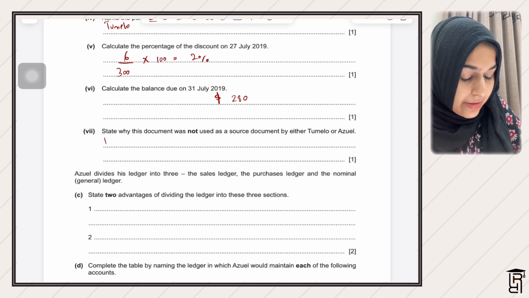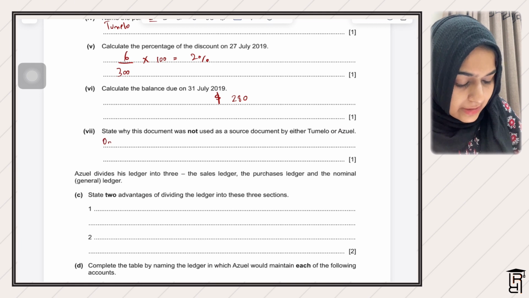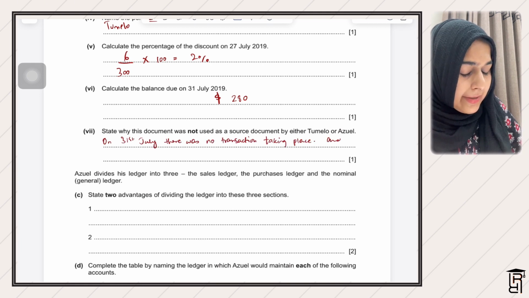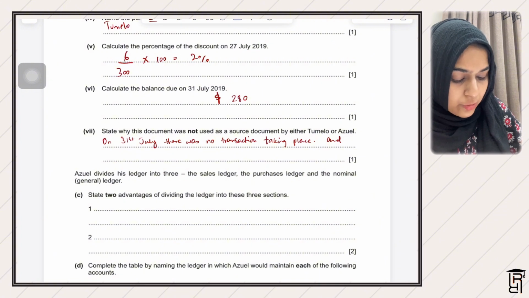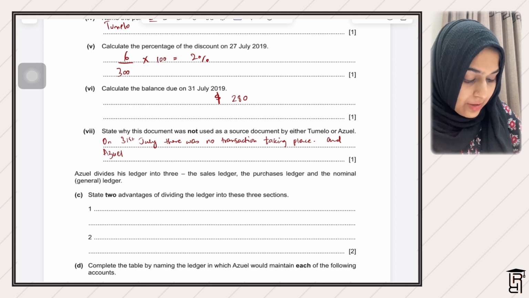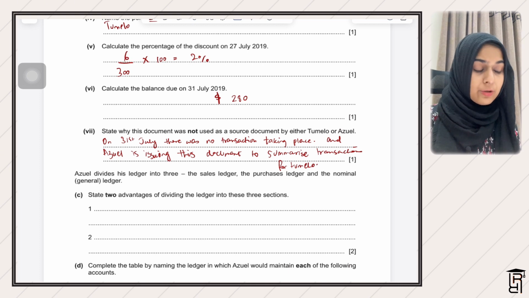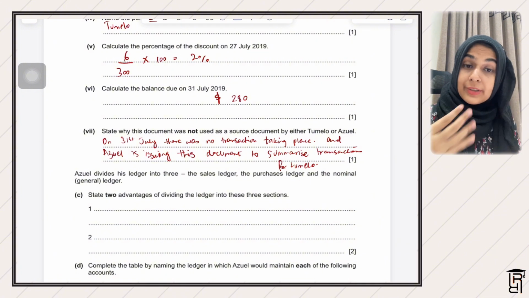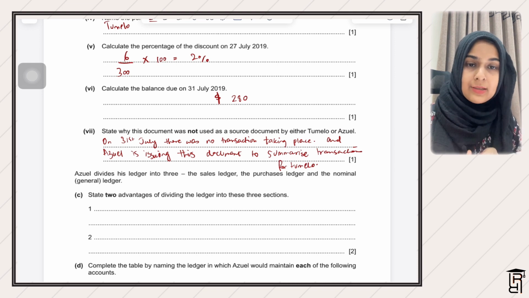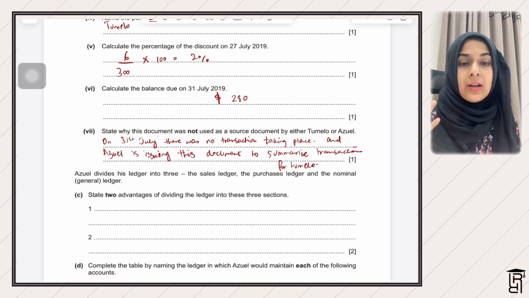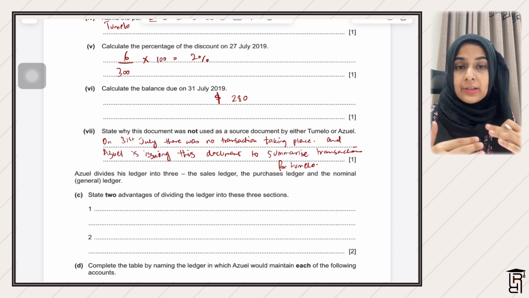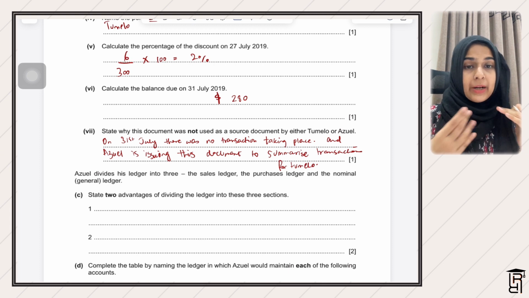So I'll write here, on 31st July, there was no transaction taking place, and as well is issuing this document to summarize transactions for Tomelo. So this document is issued by as well to summarize transactions for Tomelo. So this is not something that will be recorded in any book of prime entry because no transaction is taking place. So there is no double entry for this. There is no transaction happening between the buyer and the seller.